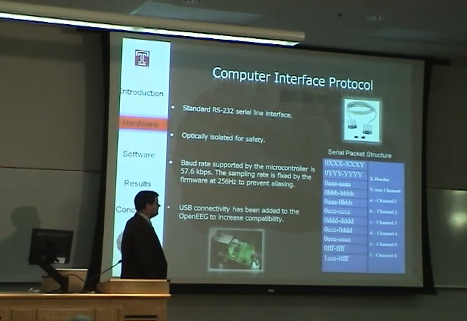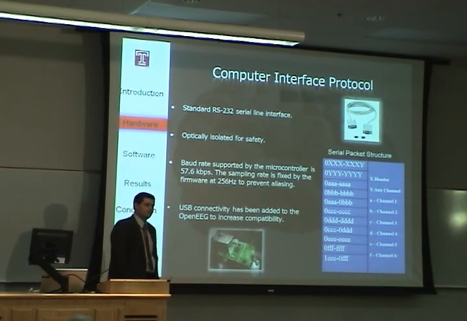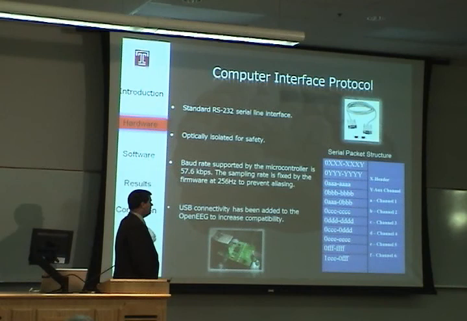Okay, the computer interface protocol is a standard RS-232 system. It's opto-isolated for safety concerns. And it also supports a baud rate of 57.6 kilobits per second. And this is well enough to support our 256 Hz sampling model.